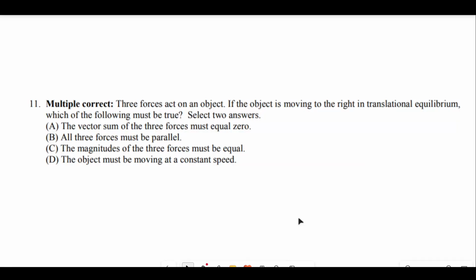Hello everyone, welcome back to another daily AP Physics 1 dynamics problem. Today we'll be doing question 11 in the MIT AP Physics 1 workbook that will be in the description down below for you guys to use. With that being said, let's go ahead and read the question.